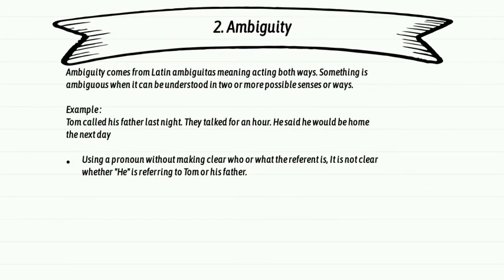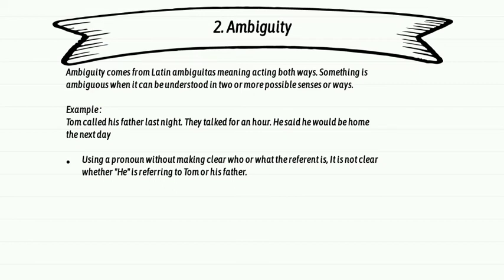Next, ambiguity. Ambiguity comes from Latin ambiguitas, meaning acting both ways. Something is ambiguous when it can be understood in two or more possible senses or ways. Example: Tom called his father last night. They talked for an hour. He said he would be home the next day.